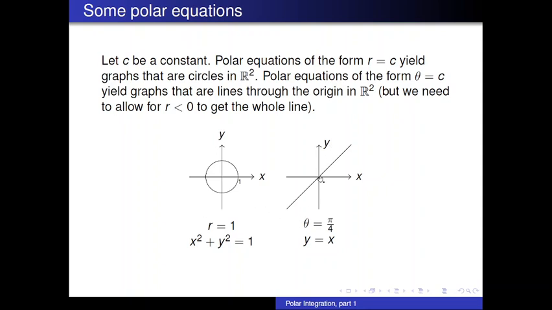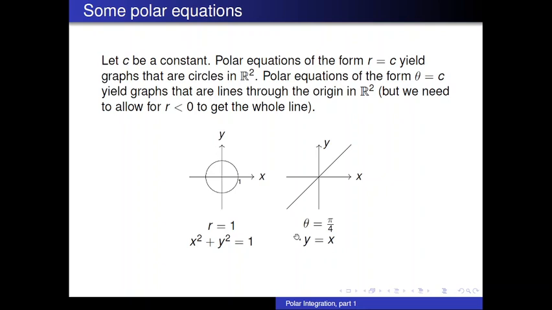Likewise here we have this line, theta equals pi over 4. That means we have this constant angle of pi over 4. And as I was saying before, if we just let r be bigger than or equal to 0, then we just get this ray on the top right part. If we also let r be less than 0, then we get this bottom half of the line as well.